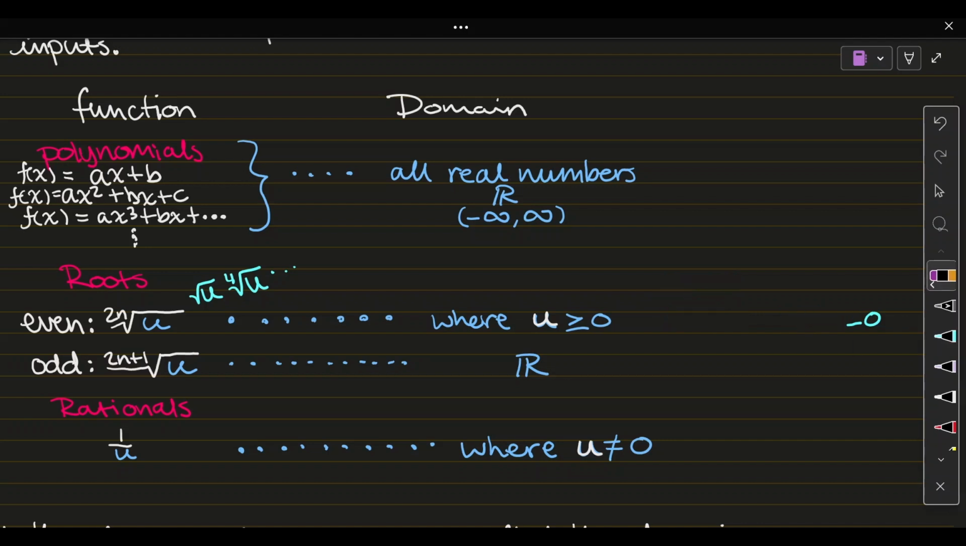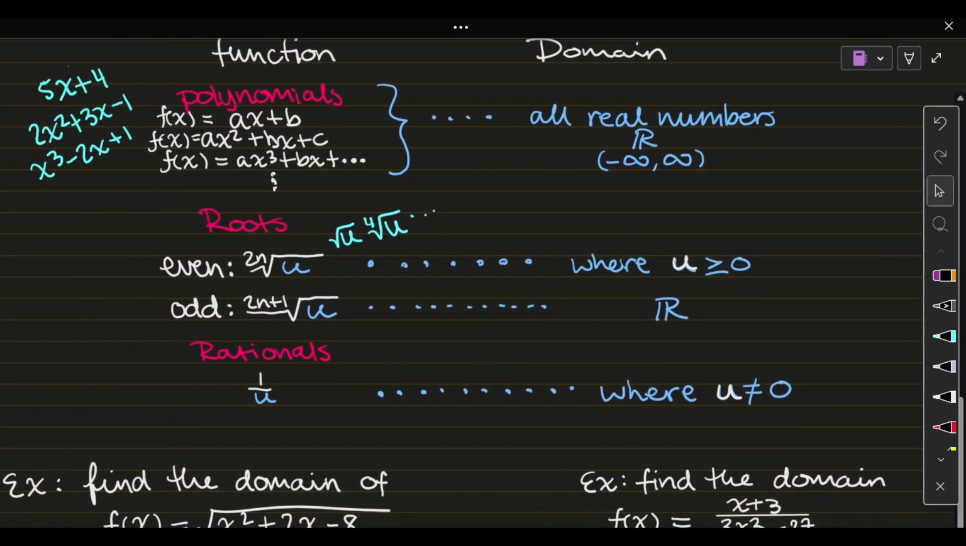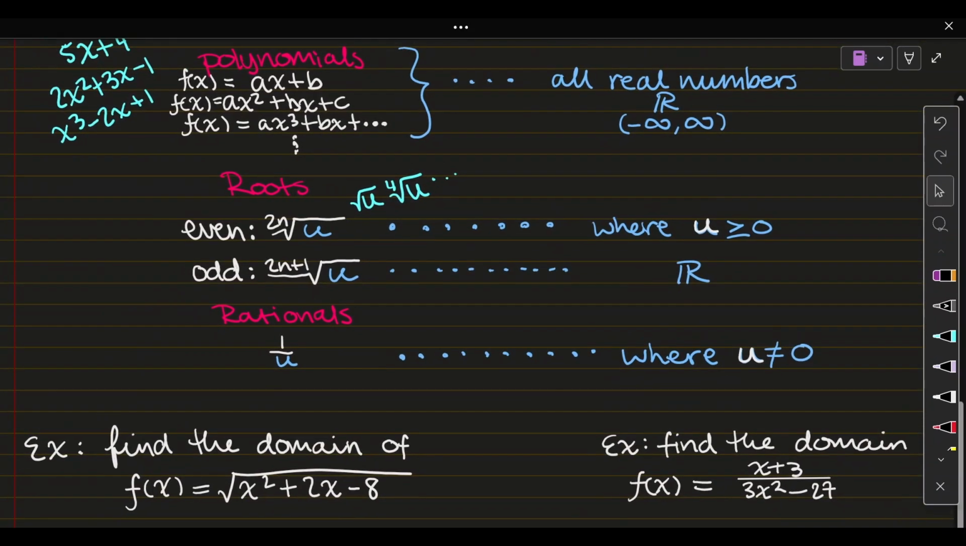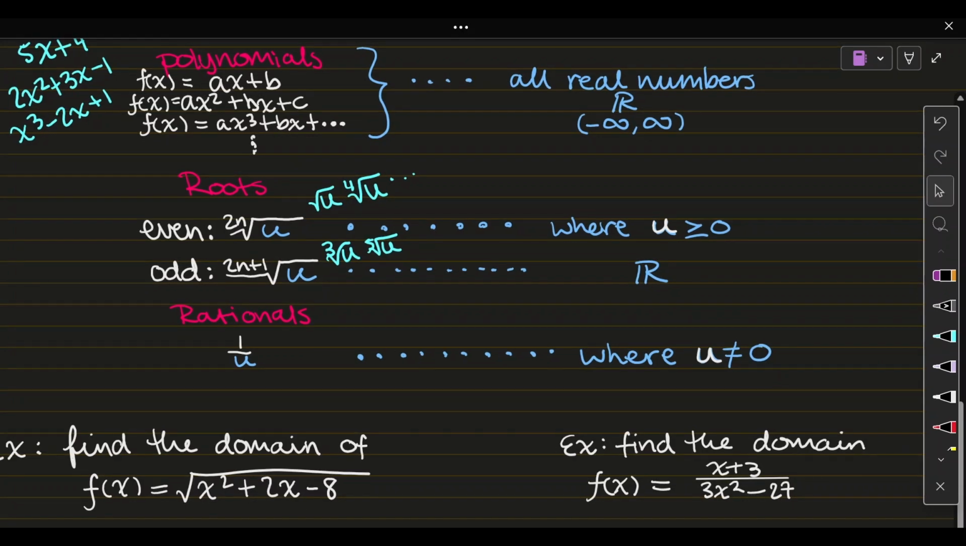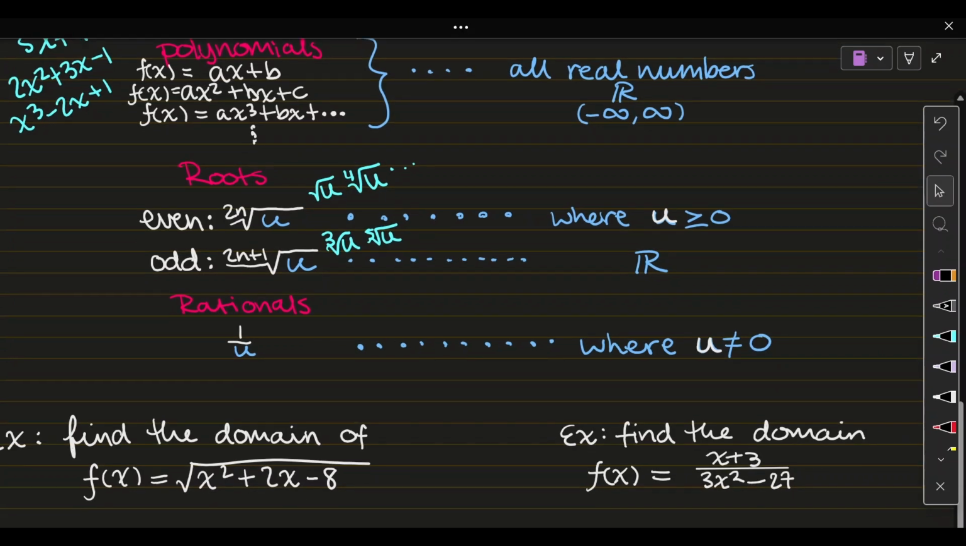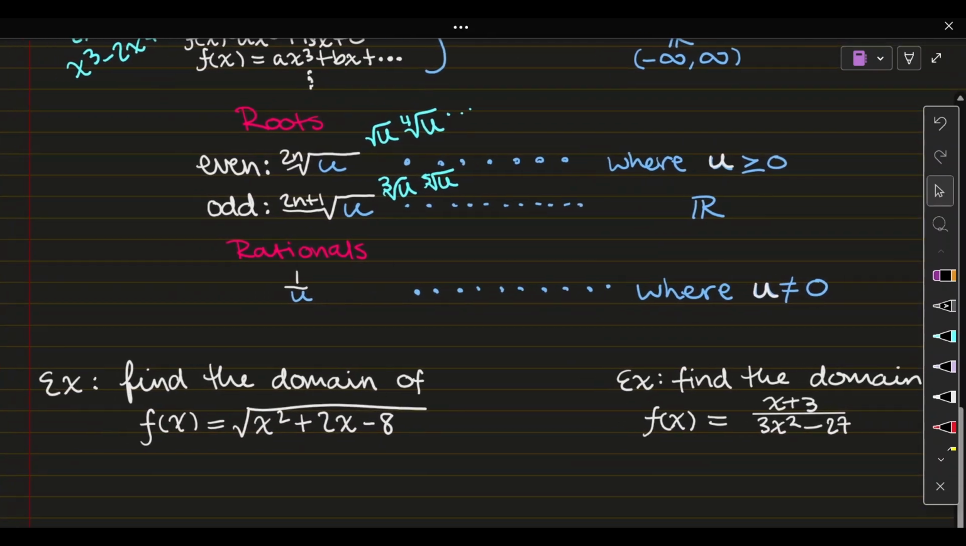Okay, so that's why our domain is restricted. We say it's a domain restriction. The inside of the radical has to be greater than or equal to 0 if the number on the radical is even. If it's odd, so for example the cube root of u, or the fifth root of u, and so on, then our domain is all real numbers. All real numbers make sense. And I challenge you to think about why that is, rather than just being greater than or equal to 0.